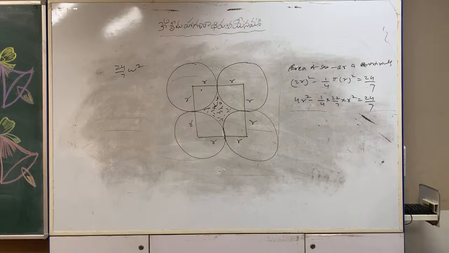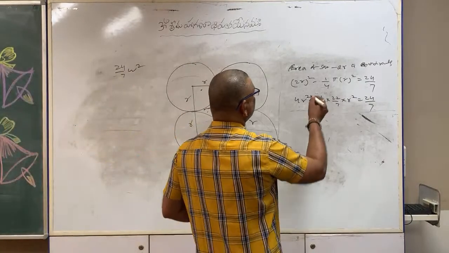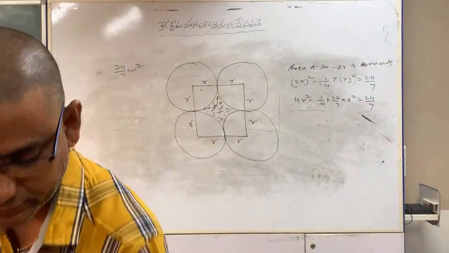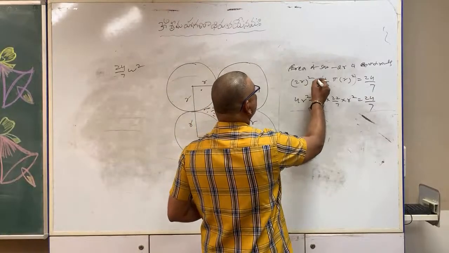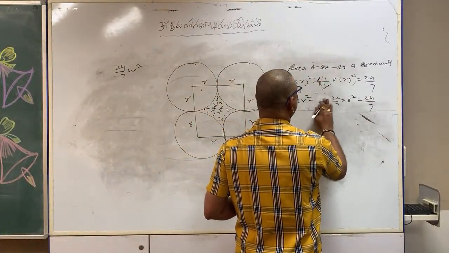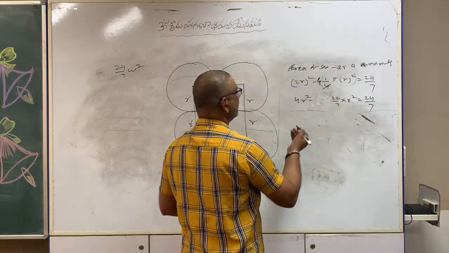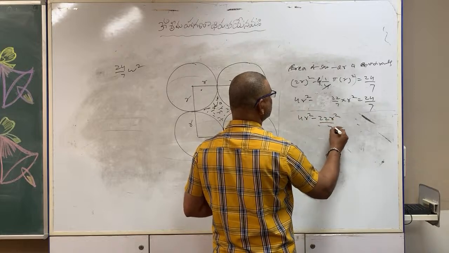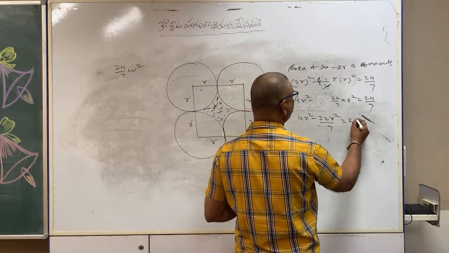Okay, children. 4r square minus 1/4 into... correct, it is not one quadrant, it is 4 quadrants. Very good, into 4. So the 4 and 4 cancel simply. 4r square minus 22 by 7 r square is equal to 24 by 7.